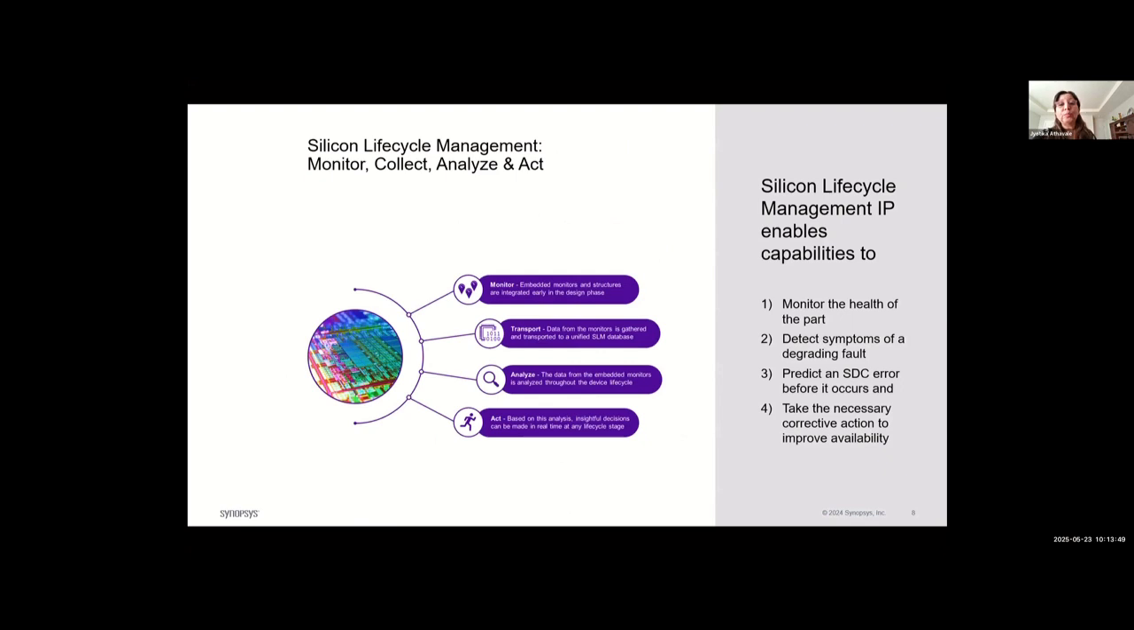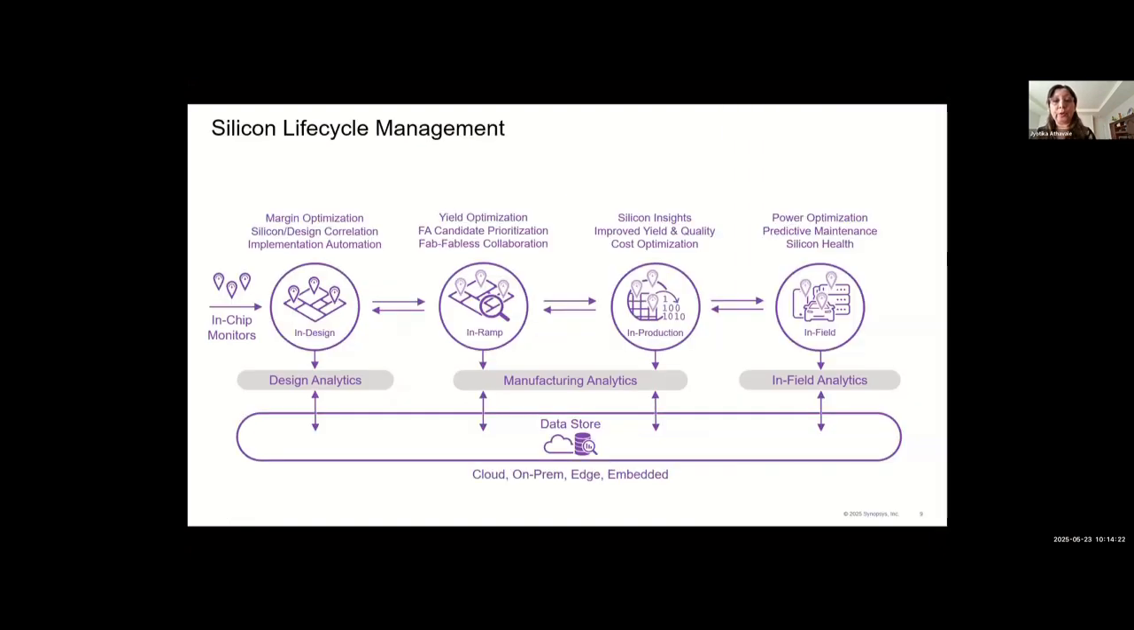So what is SLM? SLM, Silicon Lifecycle Management, refers to a solution that spans the product lifecycle all the way from concept through in-field. It's an end-to-end solution that can monitor the health of the part via embedded monitors and sensors. It can measure specific parameters, transport that data, analyze that data per certain predefined criteria, and then drive the needed corrective action to recover the system and extend its useful life.